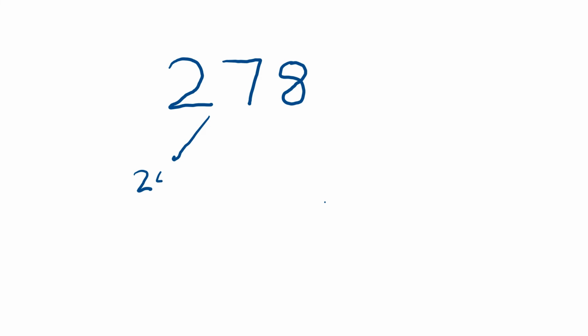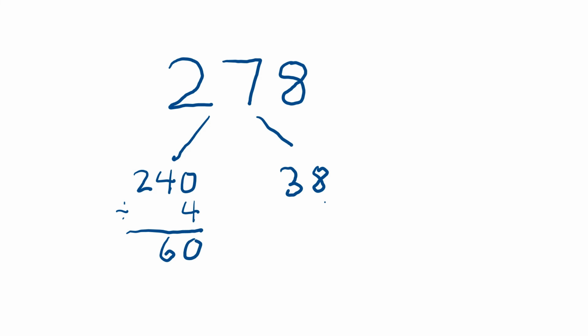For my personal strategy, I divided using a partitioning strategy. I began by taking 240 from the 278 and dividing it by 4. Using a similar strategy I used in my estimation, I know that 4 times 6 is 24. Since I know that 240 is 10 times more than 24, I know that 240 divided by 4 is 60.